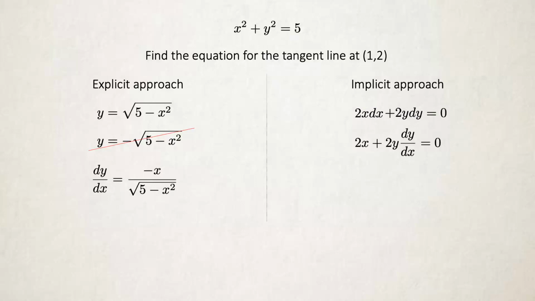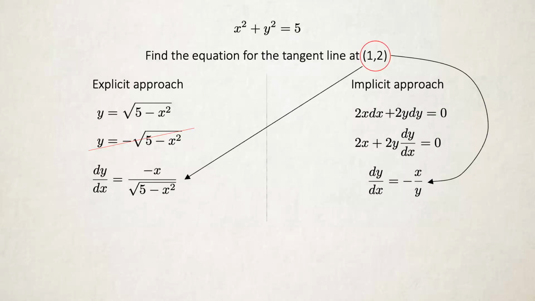Now, if you divide both sides by dx, you get 2x plus 2y dy/dx equals 0. From here, it is easy to get dy/dx. After some manipulation, you will get dy/dx equals minus x over y. Now you can plug the point (1, 2) into both derivatives to obtain the actual derivative value at that point. You will notice that both explicit and implicit approaches give minus 1/2, which represents the slope of the tangent line at the point (1, 2).